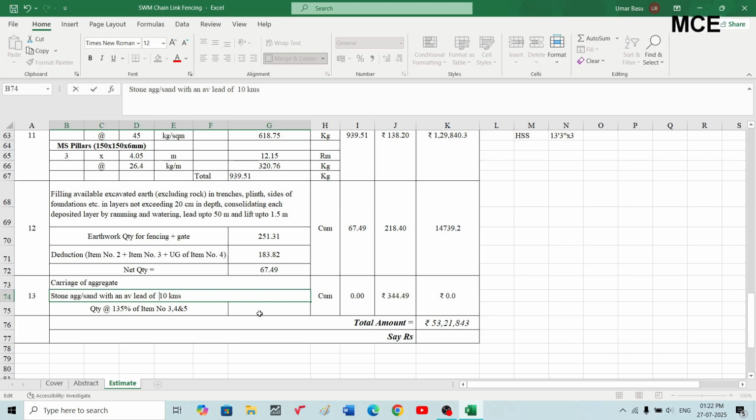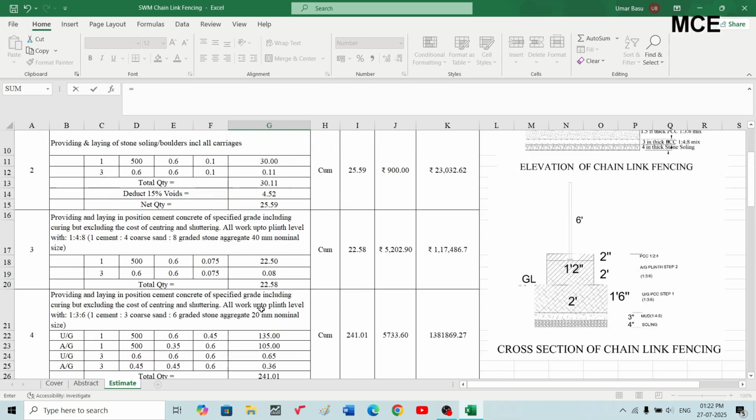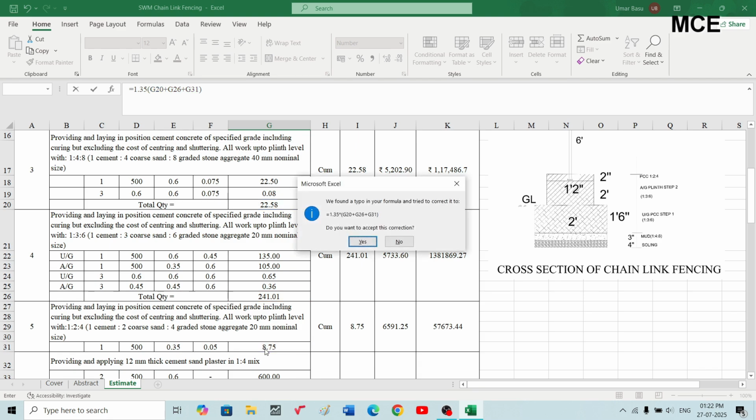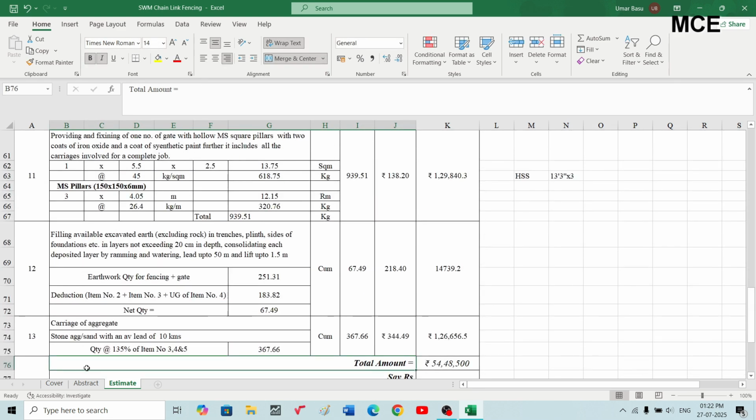The quantity for this will be 135% of item number 3 plus 4 plus 5. That is, 1.35 times item number 3, which is PCC, plus item number 4, which is the 1:3:6 mix, plus item number 5, which is 1:2:4. Multiply it by 1.35. So this is the quantity of the carriage of aggregate.